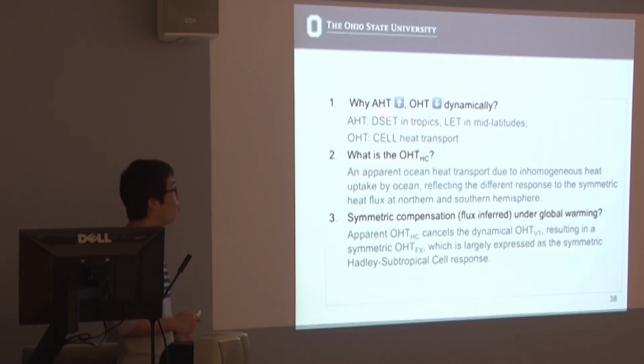So, the summary: why does atmospheric heat transport increase and ocean heat transport reduce? It is because of the dry static energy in the tropics and latent energy in the mid-latitudes, but the ocean heat transport is all due to the cell heat transport. And what is the apparent ocean heat transport? The apparent ocean heat transport is due to the inhomogeneous heat uptake by the ocean. It reflects the very different response to the symmetric heat flux in the northern and southern hemispheres. And finally, the symmetric compensation is due to the apparent ocean heat transport canceling the dynamic ocean heat transport, leading to a symmetric heat transport inferred by the heat flux. And this is eventually expressed as a symmetric Hadley and subtropical cell response.